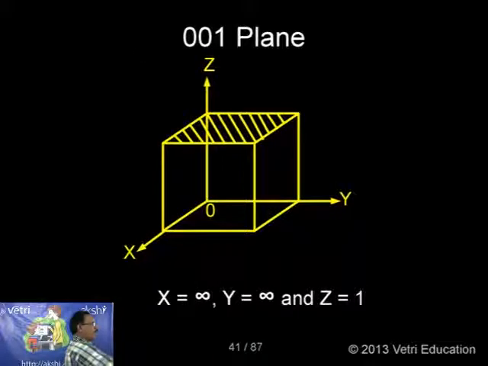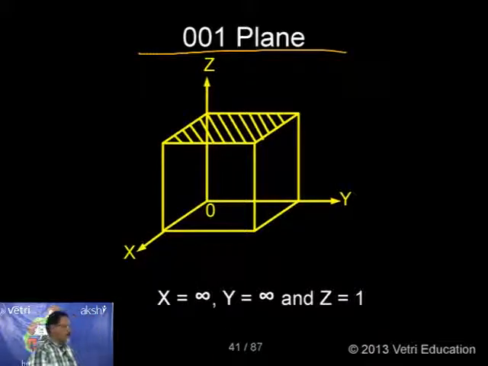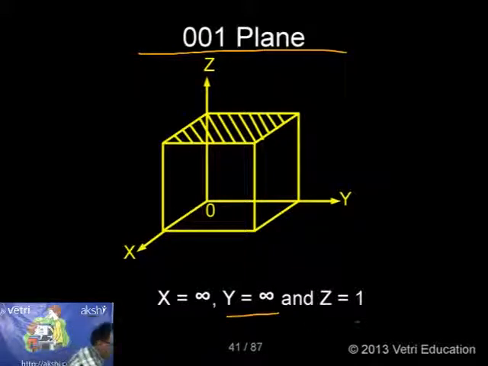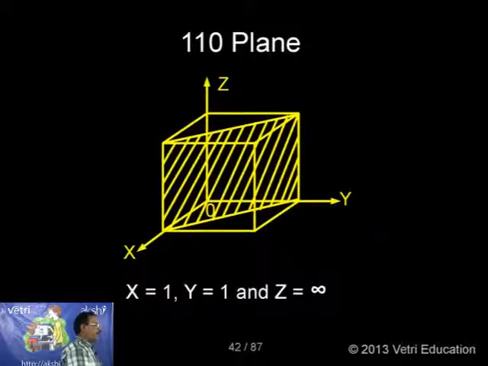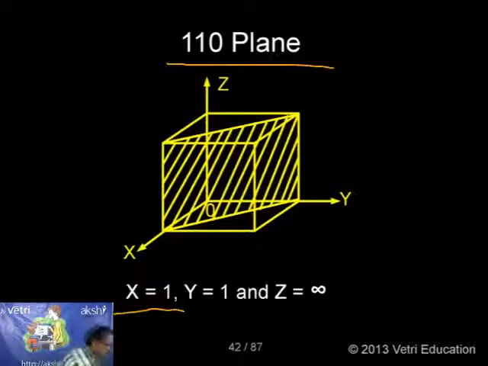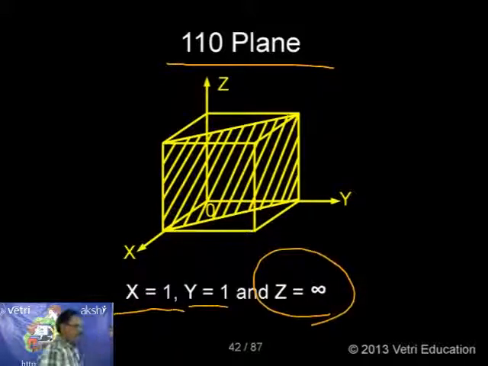Next, what we are now seeing is the 001 plane. The OX axis is infinity, the OY axis is infinity, and only the OZ axis is cut by the plane. So Z equal to 1. This plane we call the 001 plane. And next we are seeing the 110 plane. That means the x-axis is cut, the y-axis is cut, and only the z-axis is infinity. So this plane is called the 110 plane.